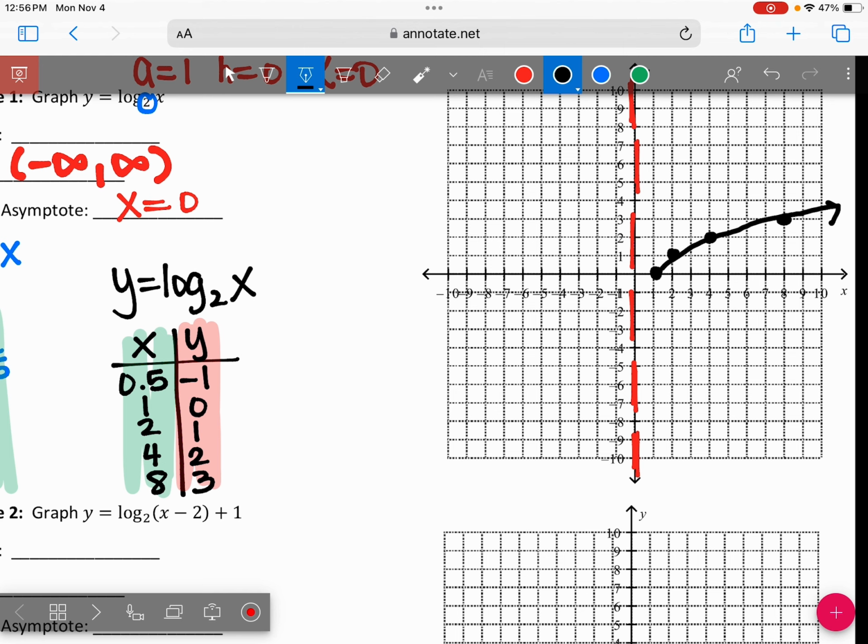And then we can't go through that vertical asymptote. So it's just going to come straight down and get really close to the wall, but it's not going to go through the wall. And that is what a log graph looks like.